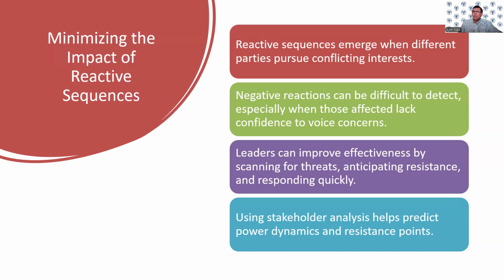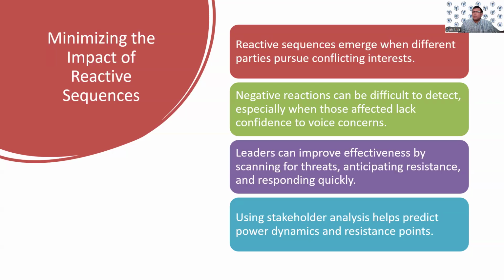Reactive sequences occur when stakeholders push back against a proposed change. This creates conflicting priorities, which create friction between leadership, employees, and external parties. A company rolling out automation may face union resistance due to job security concerns.